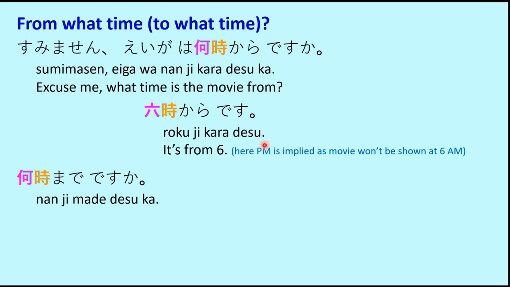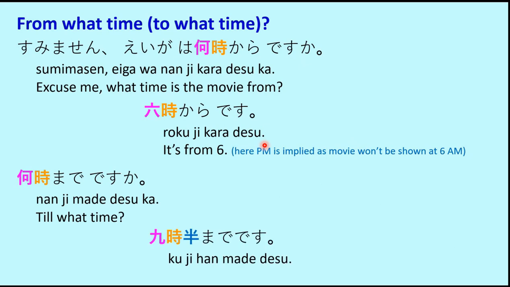So the question has been split into two. That means instead of asking eiga wa nanji kara nanji made desu ka, the person is asking separately eiga wa nanji kara desu ka, and then again nanji made desu ka, that is until what time? Kujihan made desu. That means it is until 9:30. So the movie is from 6 to 9:30 p.m.